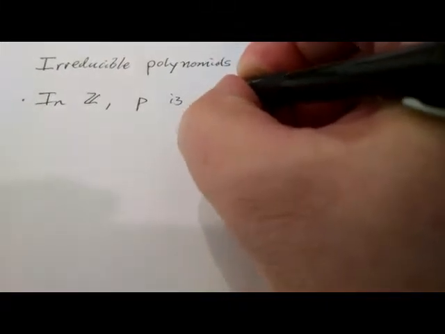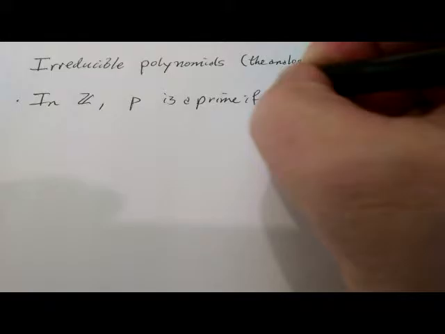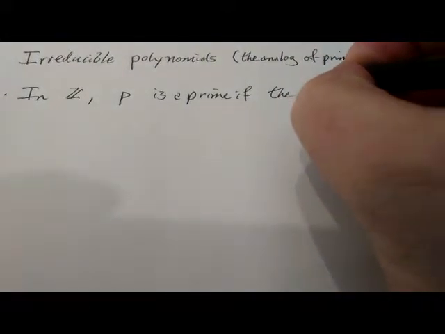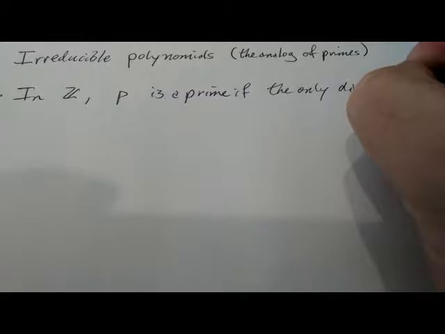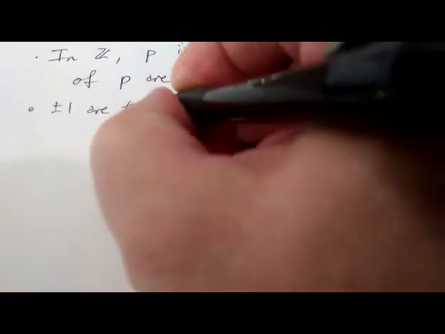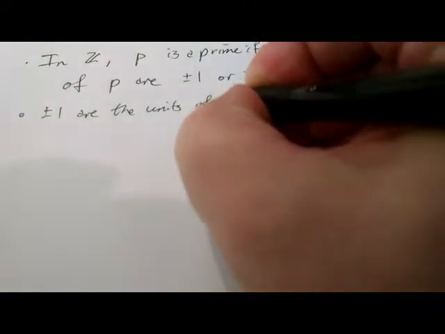So in Z, p is a prime if the only divisors of p are plus and minus 1 or plus and minus p. In our current terminology, plus and minus 1 are the units in the integers, and we'll introduce a new terminology for plus and minus p.